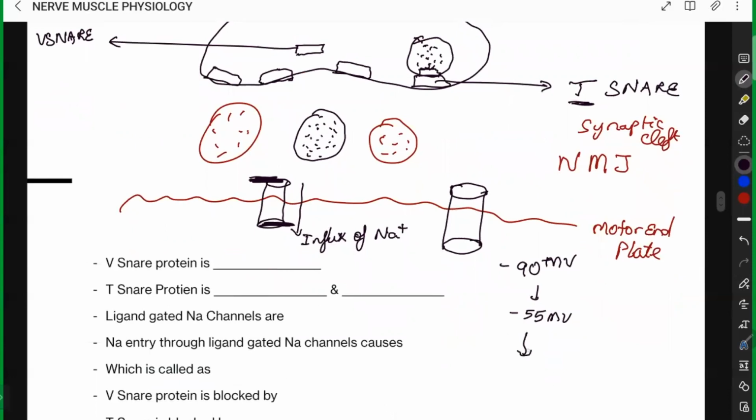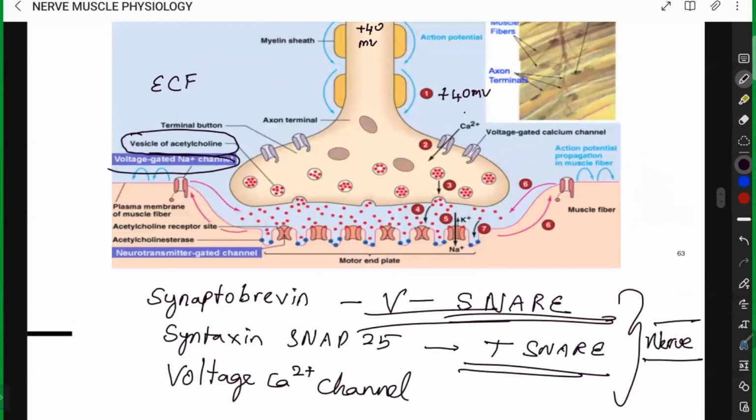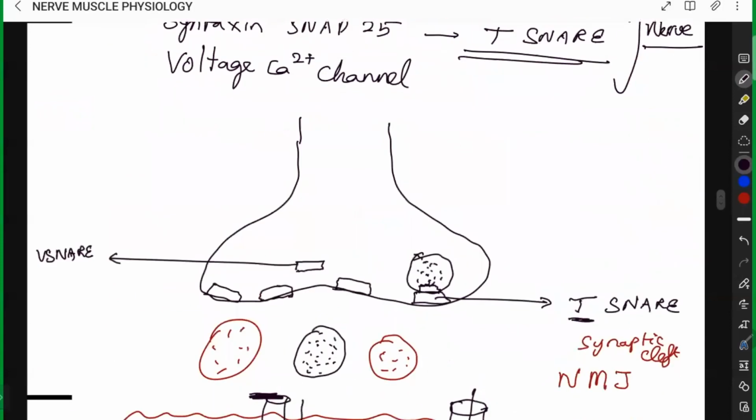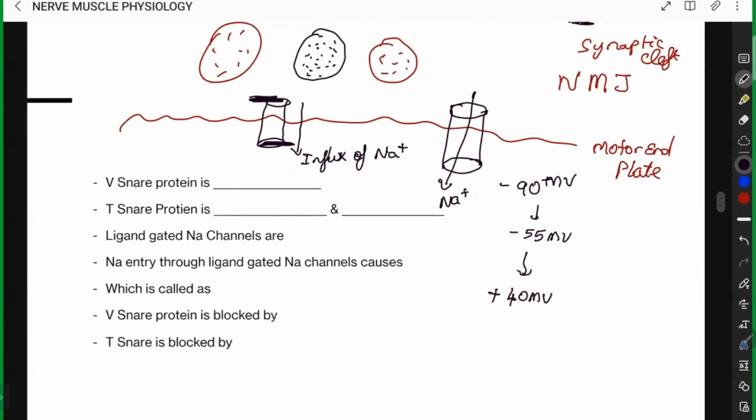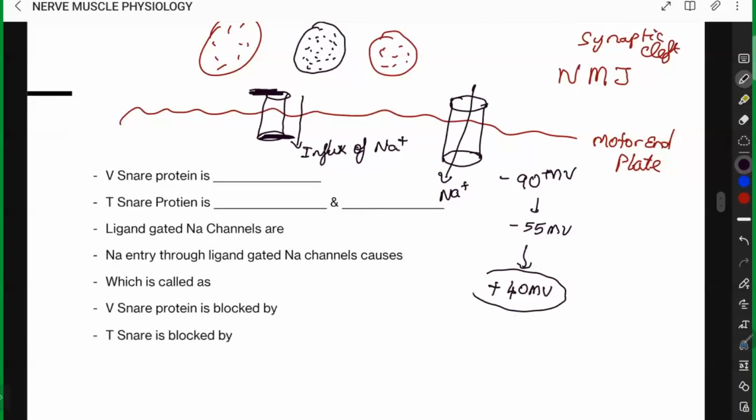It further reduces to minus 40 millivolt. Okay, then plus 40 millivolt. From minus 55 millivolt, due to the influx of sodium through the sodium-potassium channel, what happens? Now the positivity inside your muscle cell is going to increase, and it reaches plus 40 millivolt.